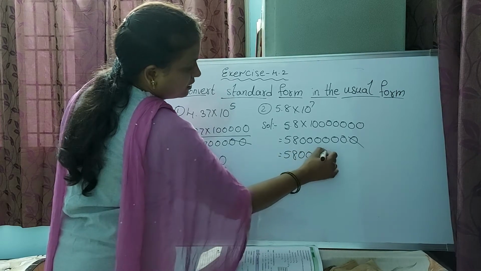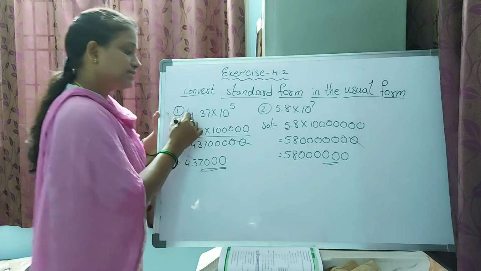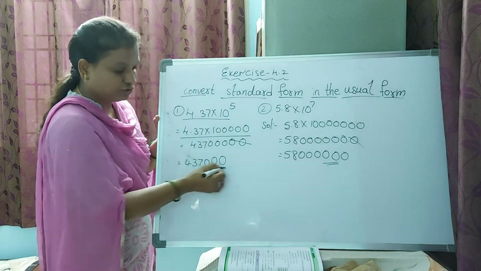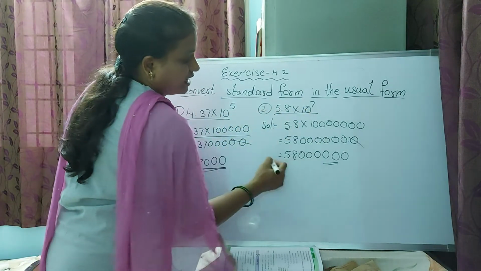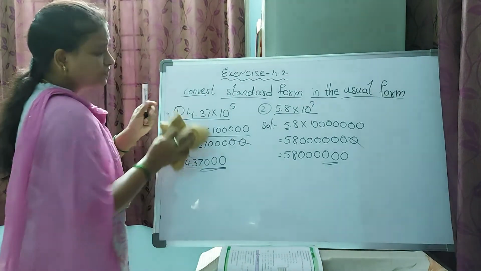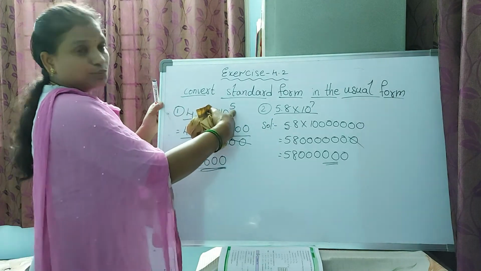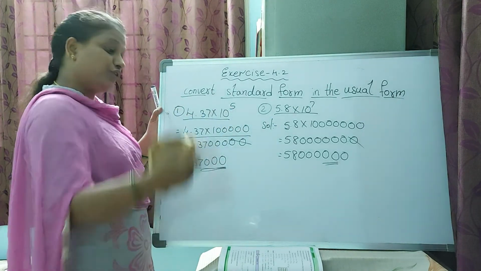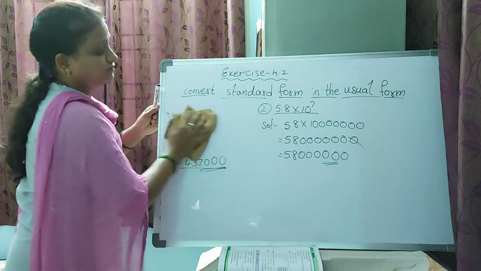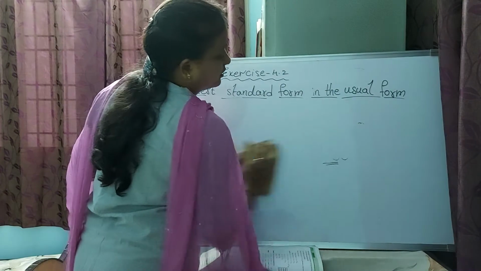So this is the standard form. This is the usual form. This is standard form. We converted into usual form. Next. See here positive power. If positive power means we will convert like this. If negative power means what you will do? We will see that one. Negative power means what you will do? Negative power.